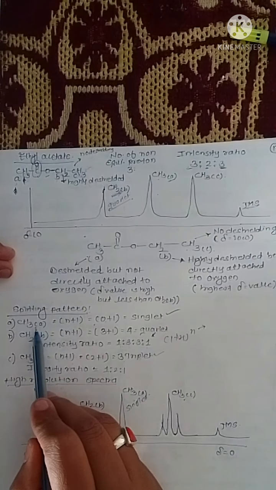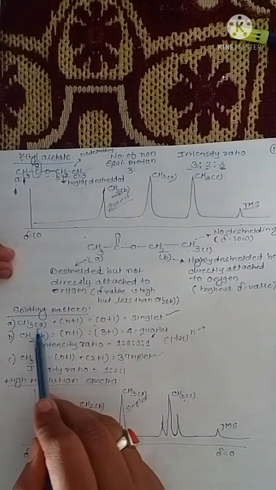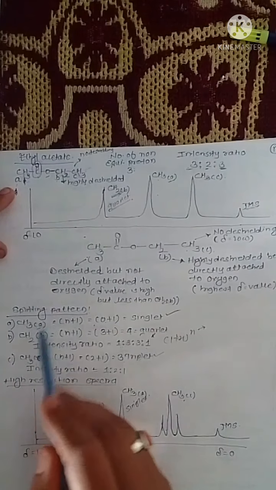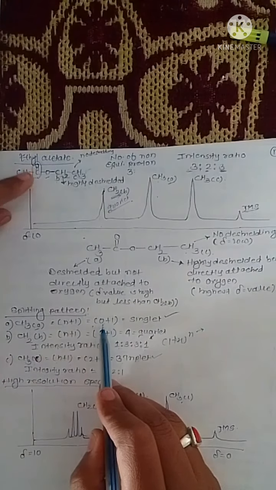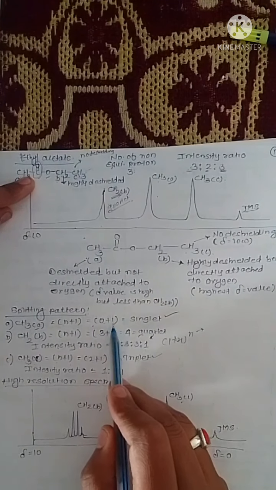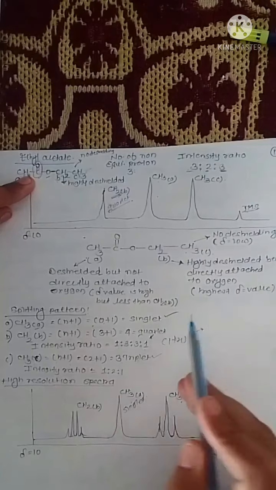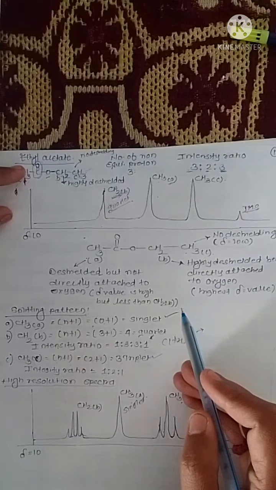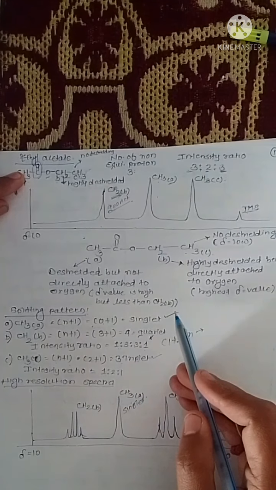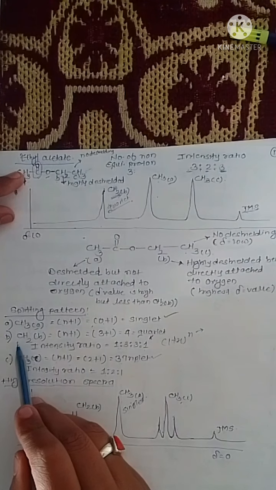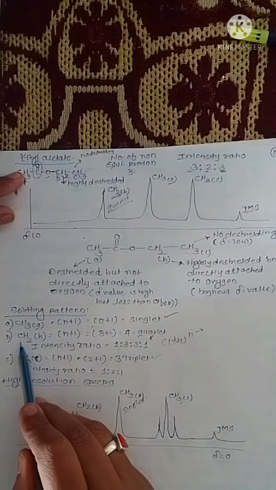So for the CH3 proton, which is denoted by A, the formula is n+1. So adjacent to this CH3, this carbon doesn't have any proton, that's why here it is 0 plus 1, that is singlet. It simply means that the peak of this methyl is not split. Now we are going to calculate the splitting pattern of the CH2 proton.